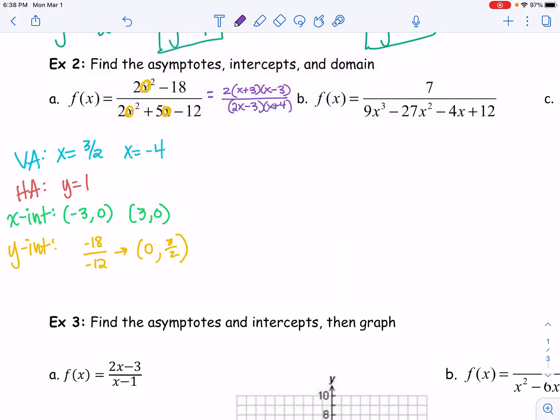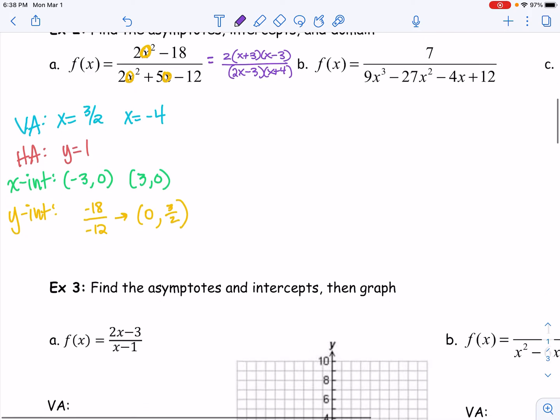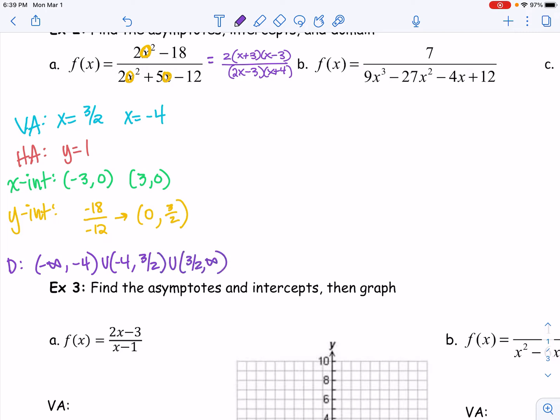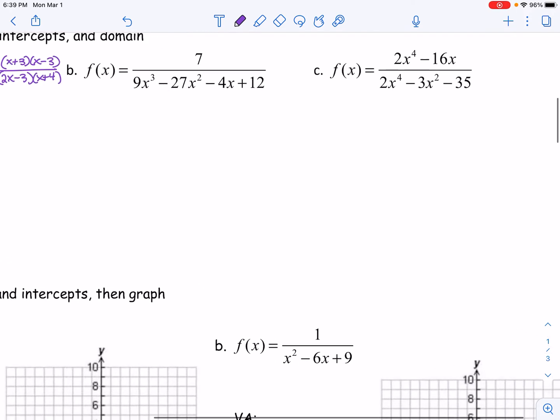Okay, and then it does ask for the domain here. And so remember what affects the domain. The vertical asymptotes affect the domain. So the domain here would actually be from left to right, negative infinity to negative 4, stop at negative 4 because that's a vertical asymptote, all the way to that 3/2, which is the other vertical asymptote, and then finishing out to infinity. Okay? In our next lesson, we're also going to talk about another thing that would affect your domain. But as of right now, it's only vertical asymptotes that affect it. Let's go on to the next one.